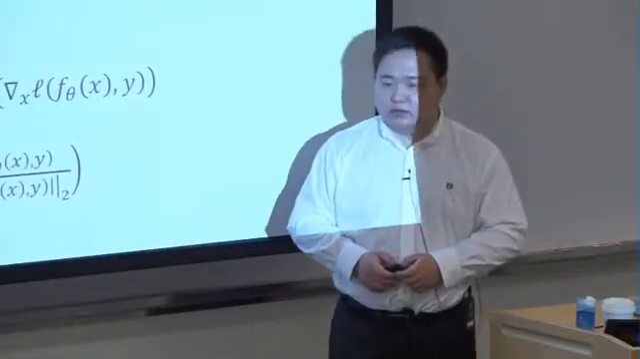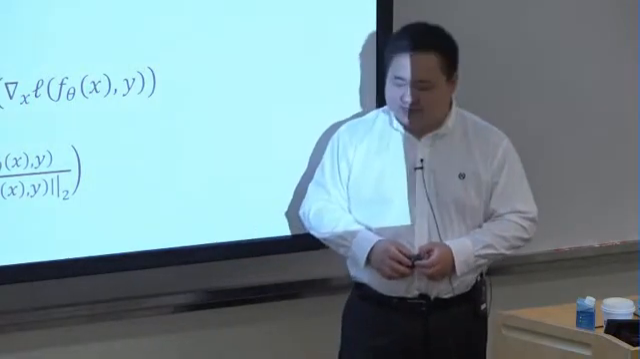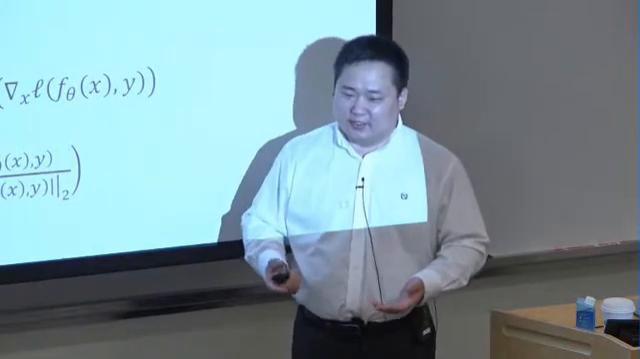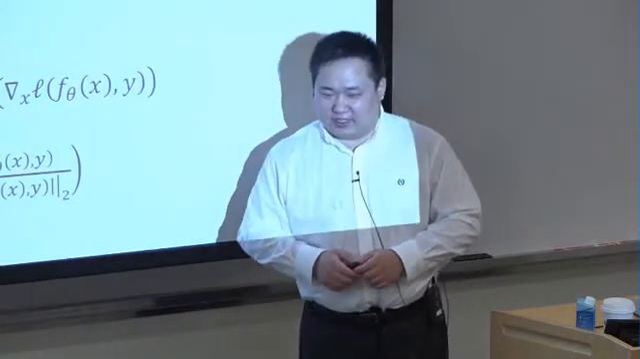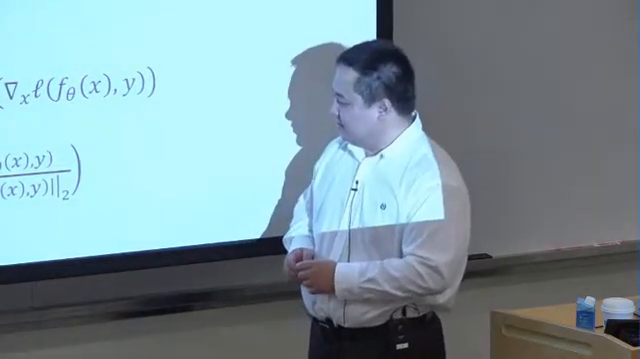Yes? How do you get the gradient with respect to x when it's a black box? Right. So far I'm talking about how to attack the model in the white box model. Okay. So I haven't touched the part of black box yet. So I will soon go there. Right. That's a good question.